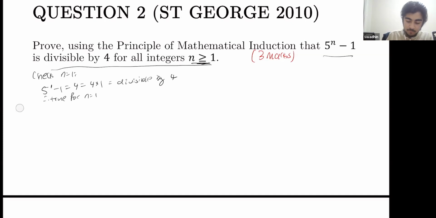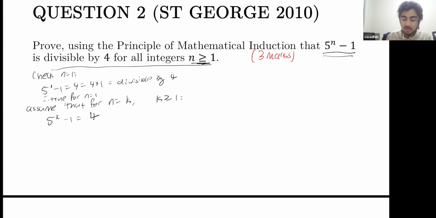Now we want to assume for a certain value n is equal to k, where k is greater than or equal to 1, that this is divisible by 4. Now, if we want to write divisible by 4, we want to write something as 4 times an arbitrary number. Let's say q, where q is an integer. So 5^k minus 1 is 4q.